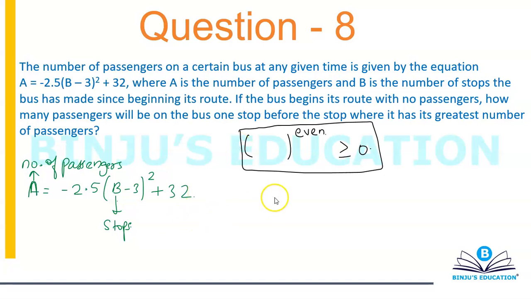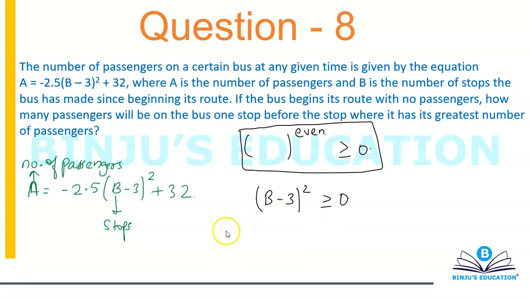Which means I can say that the expression, that is (b minus 3) whole square, will always be greater than or equal to 0.